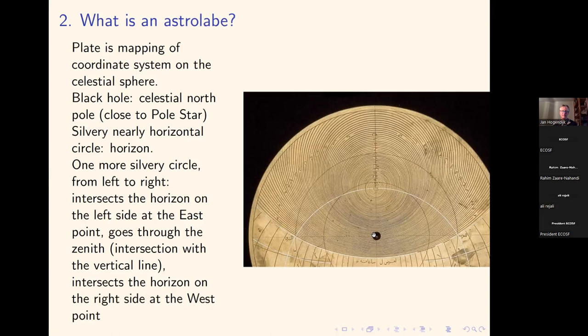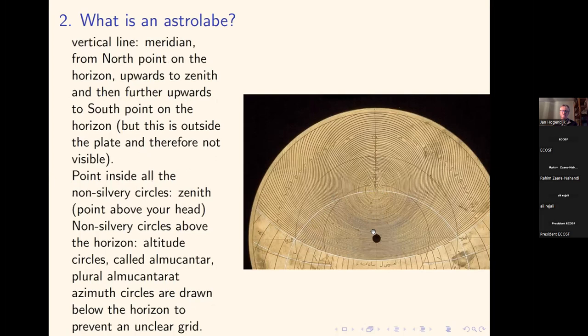And the circles, the horizon, and also this circle from the east to the zenith and then to the west were inlaid with silver by Al-Haddad because they are so important. Now, what about the other lines we have?